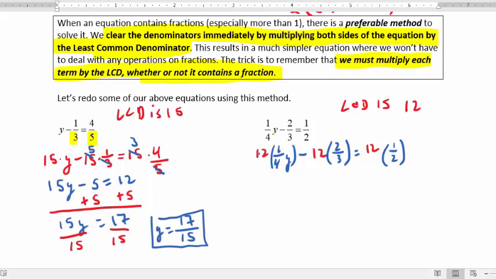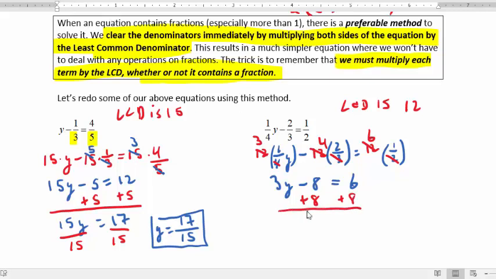And now you do this cross-canceling business again, right? 12 over 4 is 3, and then 3 times 1y is just 3y. 12 over 3 is 4, and then 4 times 2 is 8, so that's minus 8. And this is equal to now 12 over 2 is 6, and then 6 times 1 is 6. So now I have, again, a much simpler equation to deal with, which now I can solve normally. Add 8 on both sides.